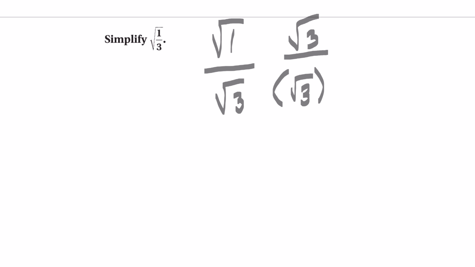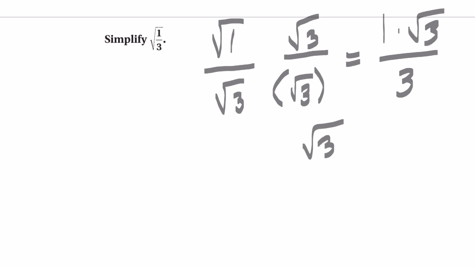So now we notice radical 3 times radical 3, or radical 3 squared, would just be 3. The square root of 1 is 1, so this would be 1 times radical 3, which really is just radical 3. So we end up with radical 3 over 3. And we have now rationalized our denominator. So if our denominator is just a radical, pretty simple. We just multiply by what we see.